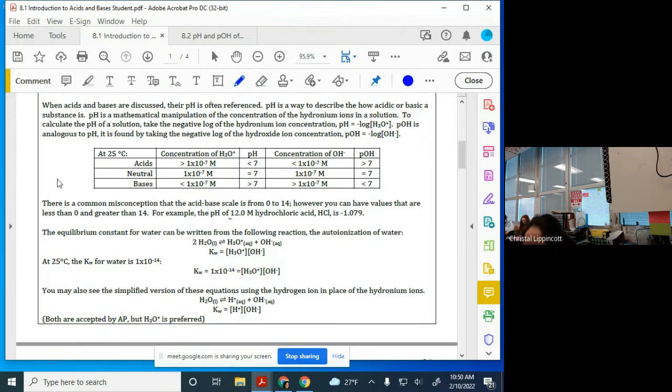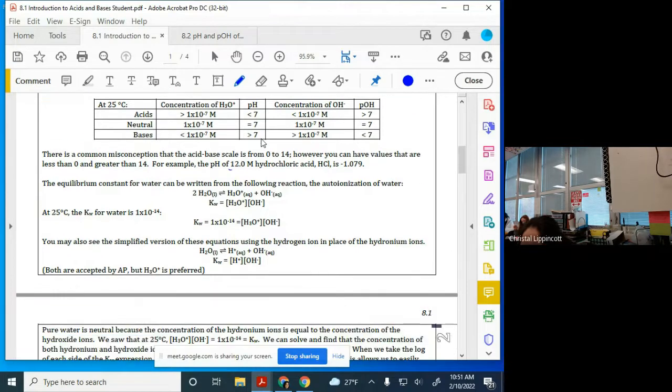So when acids and bases are discussed, we oftentimes reference pH because pH is an easier number to work with than some of these concentrations. pH is a way to determine how acidic or basic a substance is. The lower the pH, the more acidic the substance is. The higher the pH, the more basic the substance is. So these are those equations that we can use for that. So pH equals the negative log of the hydrogen concentration. pOH then is kind of similar to pH. pOH is the negative log of OH.